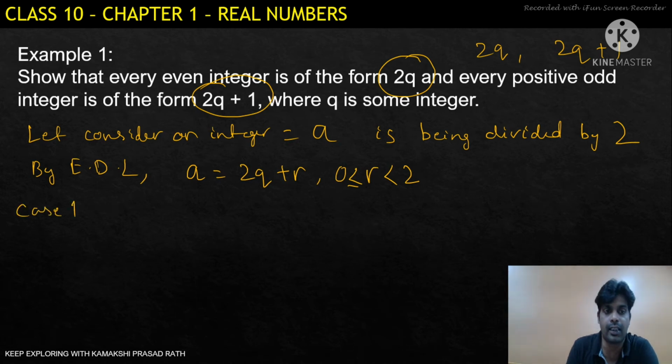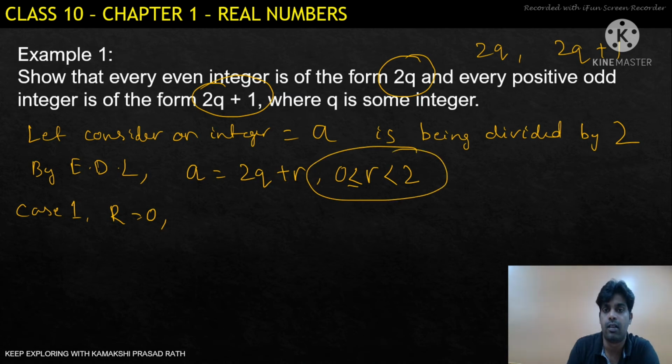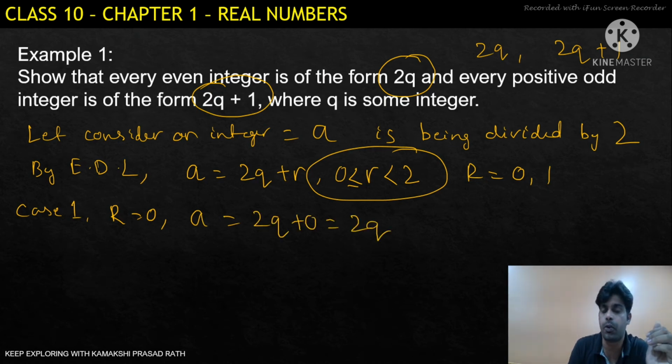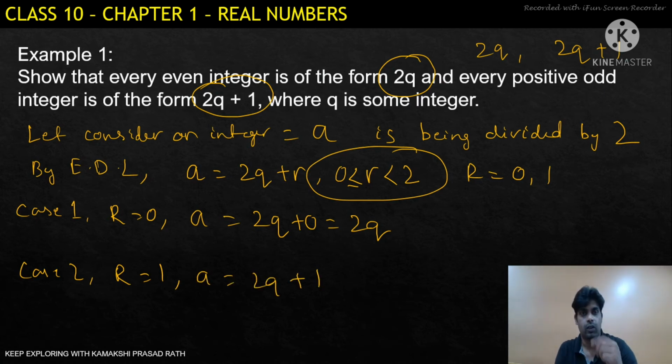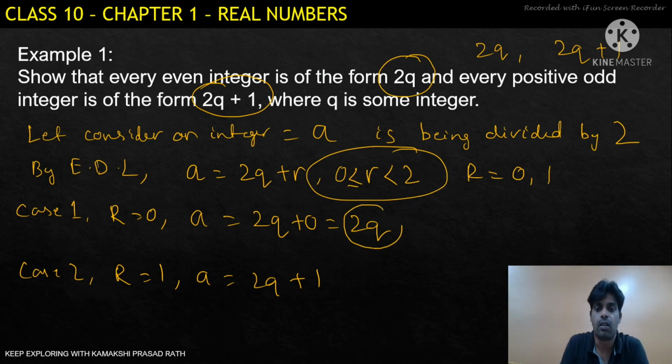Case 1 is when the remainder is 0. The remainder can be 0 or 1. So when the remainder is 0, the integer becomes 2q plus 0, that is 2q. And case 2, when the remainder is 1, a equals 2q plus 1. So now we have got two forms for the same integer: 2q and 2q plus 1.